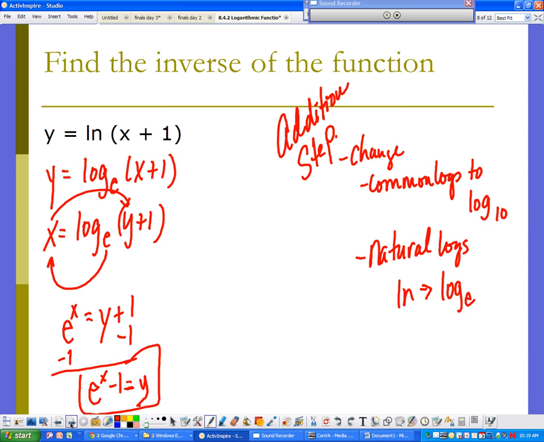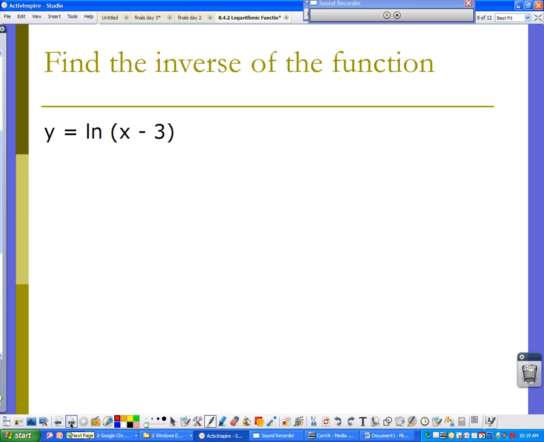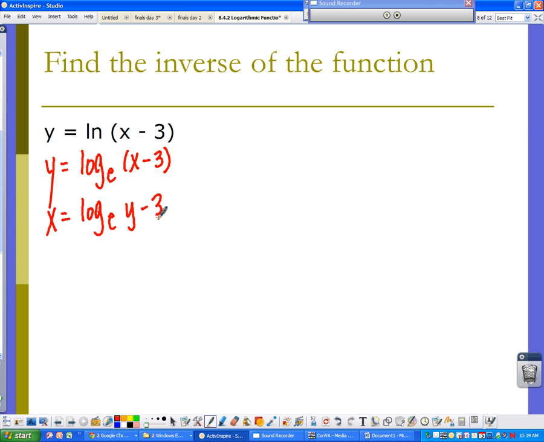This is a natural log again. So remember, when you have natural logs, you have one additional step. And that additional step is you've got to write it so it actually has a base e. X minus 3. And then x equals, switch your x and the y. And then you're going to write it. Remember, you got to write it in exponential form.